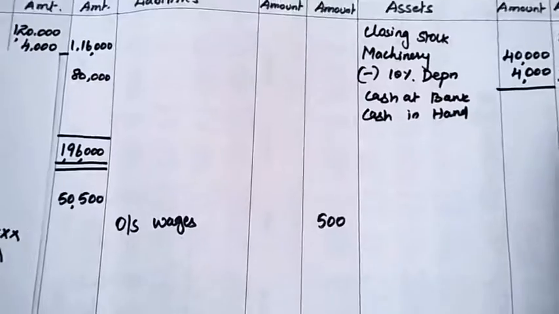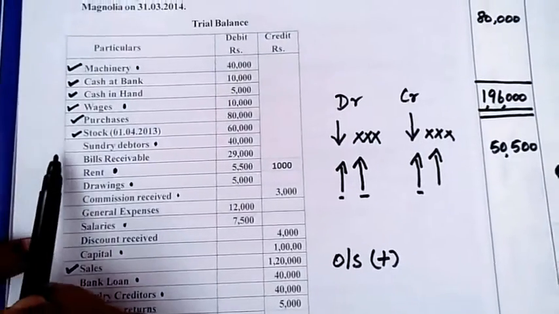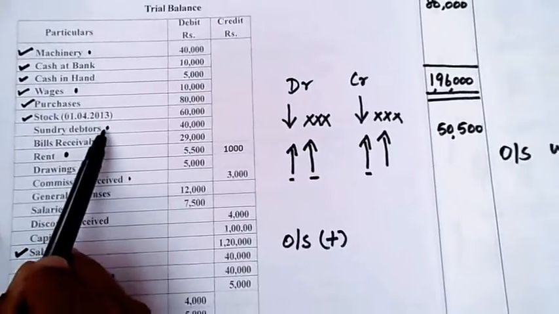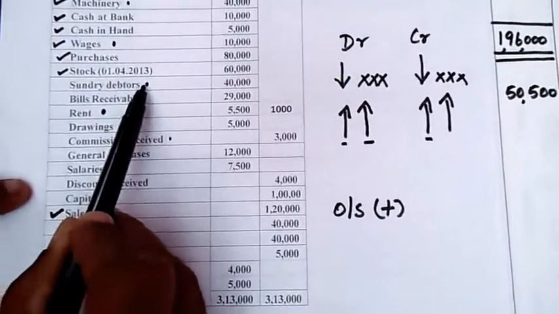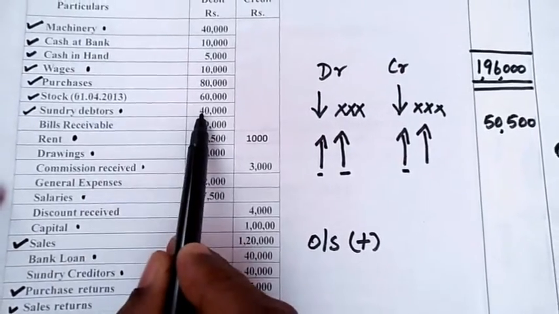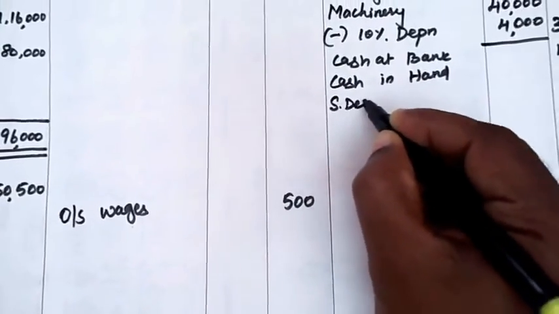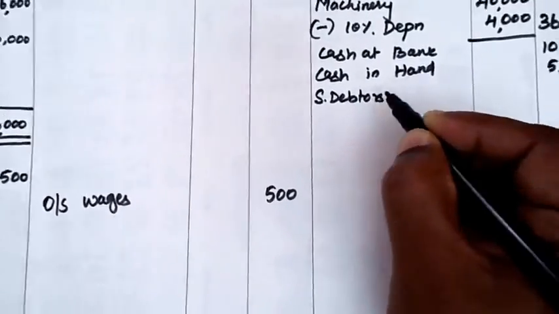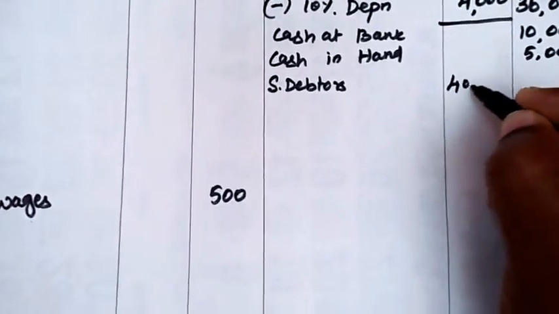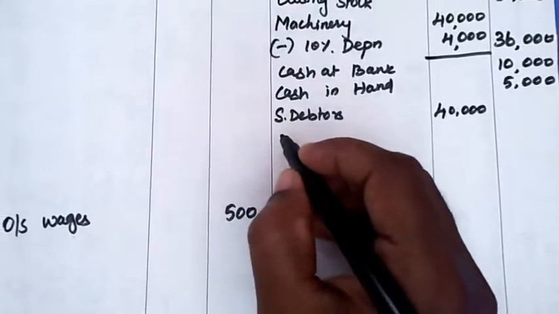$5,000, directly you can enter in the outer column. Next one, sundry debtors. So in sundry debtors we need to refer to the adjustment. Sundry debtors is also an asset item, so enter this amount on the asset side. Sundry debtors, how much? 40,000. Enter it on the debit side, asset side, and see the adjustment.